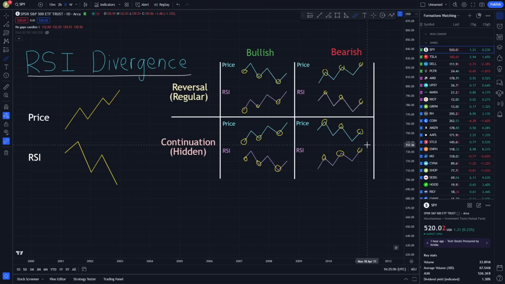This may be a little confusing at first, but an easy way to remember what to look for is for bullish divergences, we always look at the lows for both RSI and the price. And for bearish, we always look at the highs for both price and RSI. Also, for a divergence to occur in the first place, the price and the RSI have to be moving in opposite directions. Let's dive into a chart and see this in action.